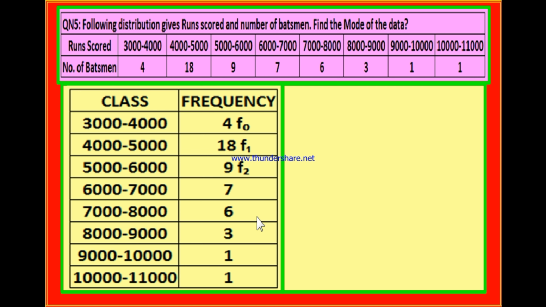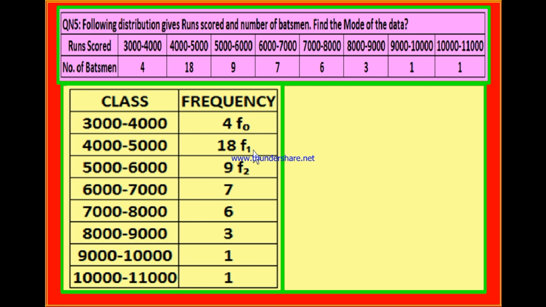After drawing this table, now among all the given frequencies, you have to pick up the highest frequency. Here if you observe the frequencies are 4, 18, 9, 7, 6, 3, 1, 1. Among all these frequencies, what is the highest frequency? Good, 18 is the highest frequency. Now the class in which the highest frequency lies is called modal class. Therefore, 4000 to 5000, this class is called modal class. For this modal class, the frequency is 18.